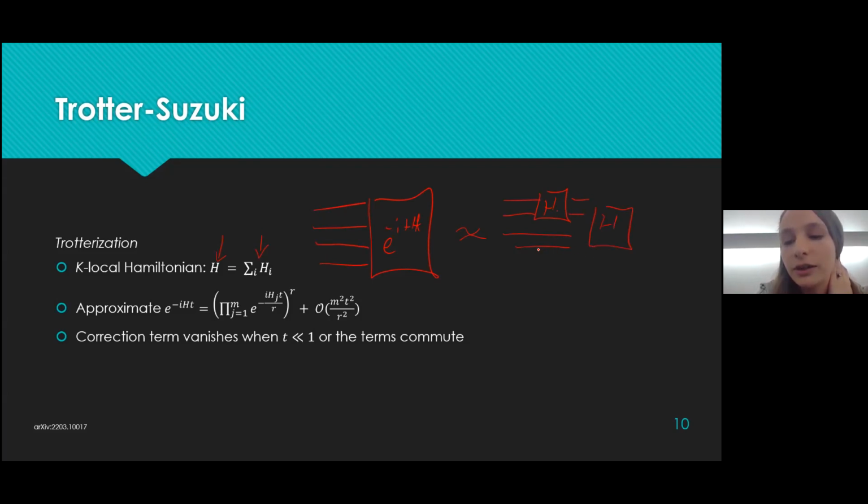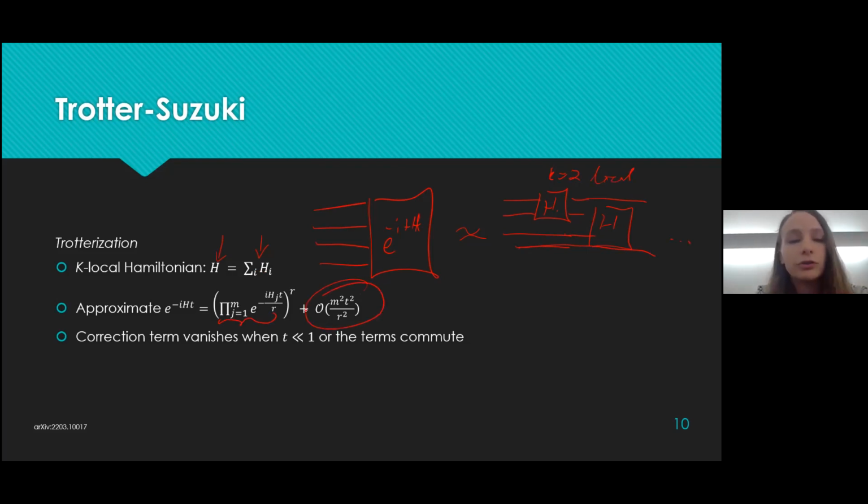So maybe this one is on these two. Sorry for my poor drawing skills. This would be k equals 2 local. So k is basically the number of qubits it's acting on. And then you can approximate the action of your entire Hamiltonian via a product of dynamics of the local Hamiltonians, and you have some error associated with that.